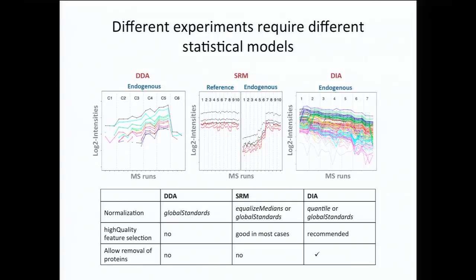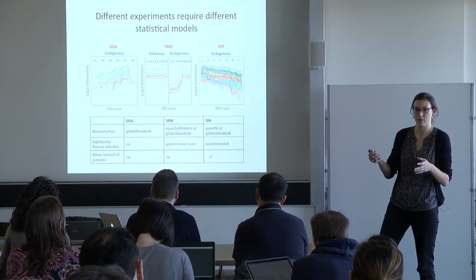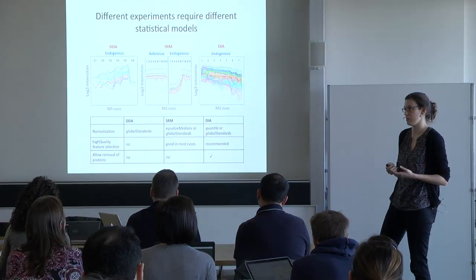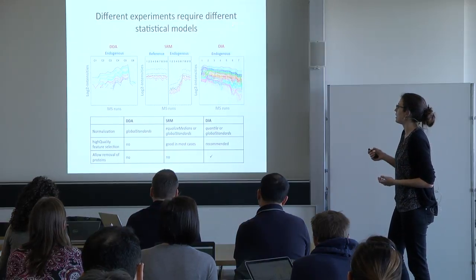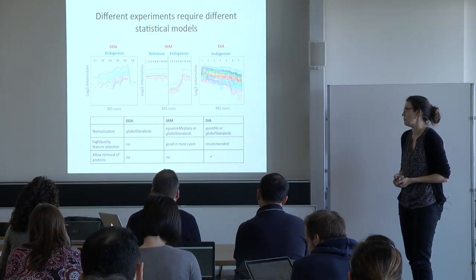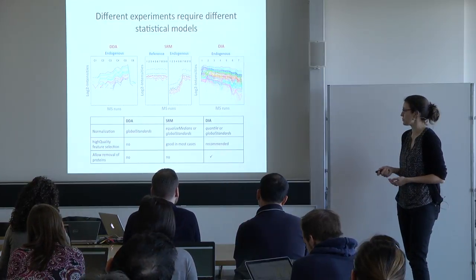For DDA, you should not do an equalization of any medians in messy data where you don't have any references. For SRM, you can do an equalization of medians. We would not necessarily recommend a quantile normalization where you don't have enough proteins where you don't expect a change. This would probably be an overfitting. For DIA, if you have a large enough data set, you can most likely do a quantile normalization.